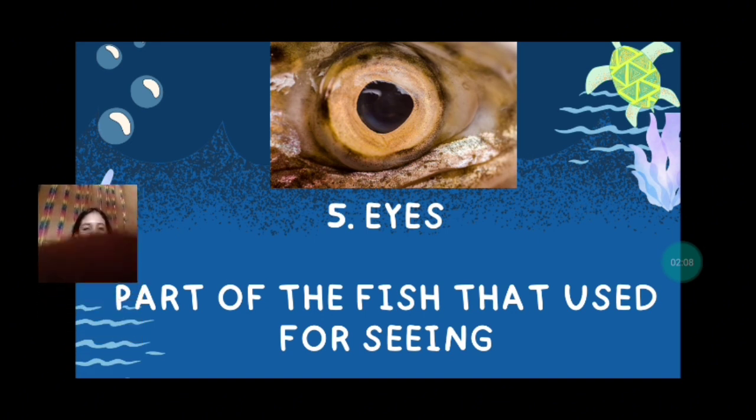Next, the eyes. The eyes are a part of the fish used for seeing. The fish eyes are adapted to underwater vision with special structures that enhance their ability to see in water, such as a larger field of view, good color vision, and the ability to see in low light conditions. The eyes also play a role in maintaining balance and orientation in the water. So that is the function of the eyes of the fish.